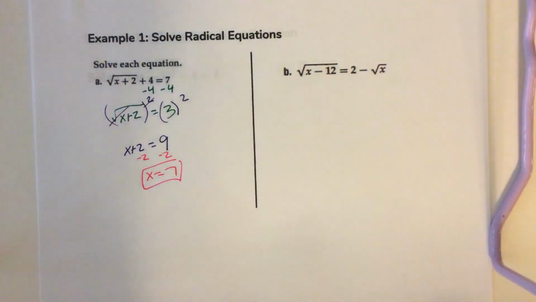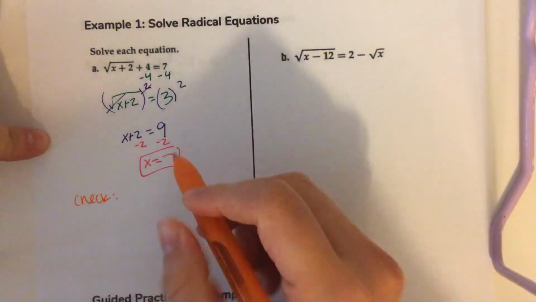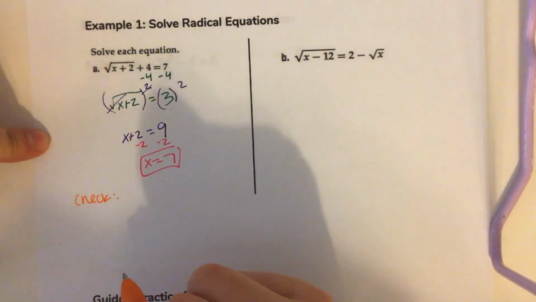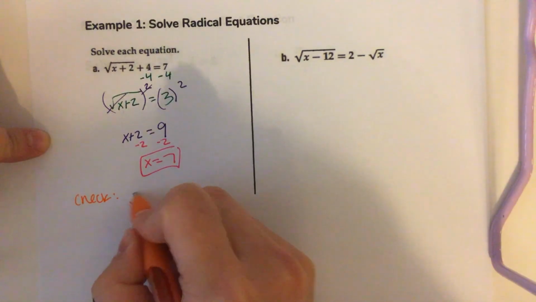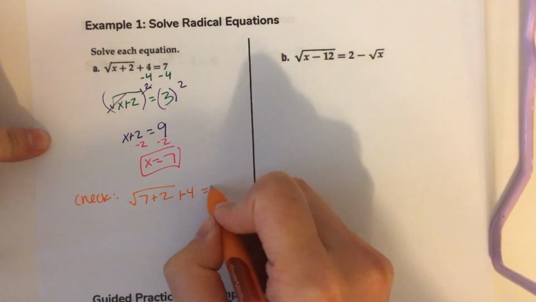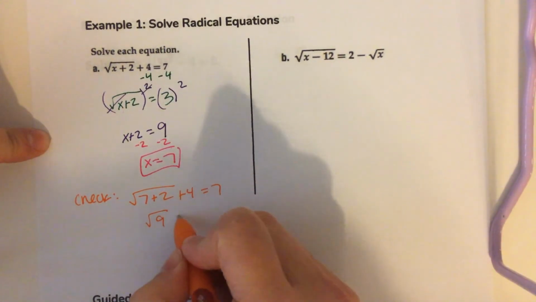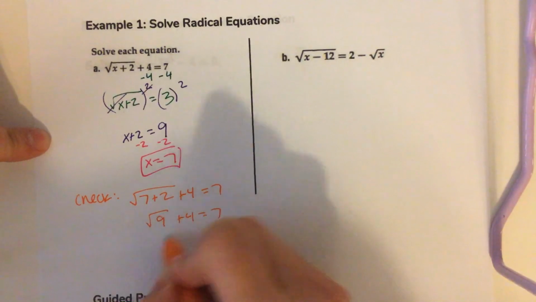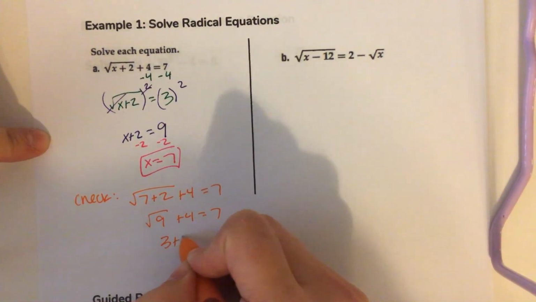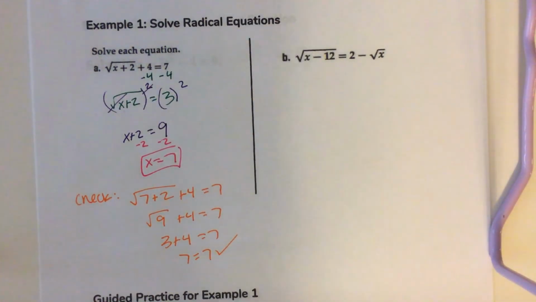And hopefully you guys remember, oh, I have to check my solution, make sure it actually works. So to check this, I'm literally just going to plug 7 in for x and see if it comes out to be true. So I have the square root of 7 plus 2, plus 4 equals 7. 7 plus 2 is 9. Square root of 9 is 3. 7 equals 7, so we're good to go. That's our solution.